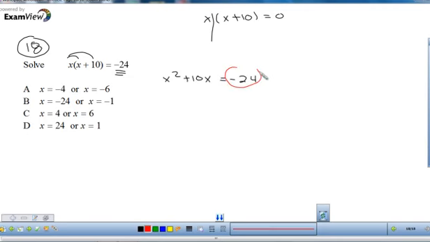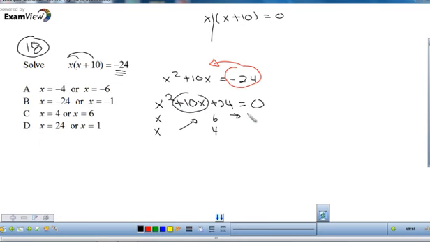Second thing is you're going to move the negative 24 to the left. It becomes a positive. And then you're going to factor. So two numbers multiplied together that gives you x squared. Two numbers multiplied together that gives you 24, that when you add them, it wants to give you 10x. So 6x plus 4x is 10x. So my factors are x plus 6, x plus 4.